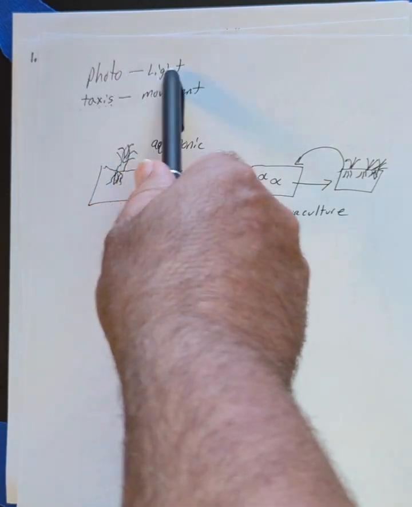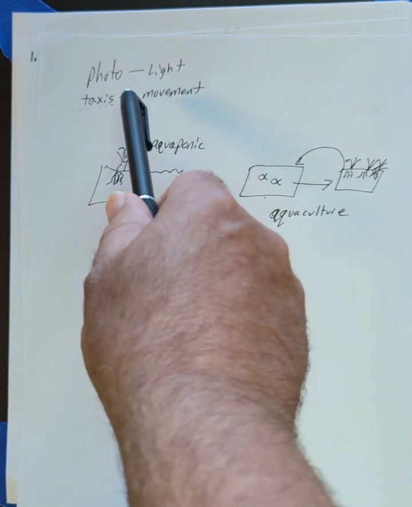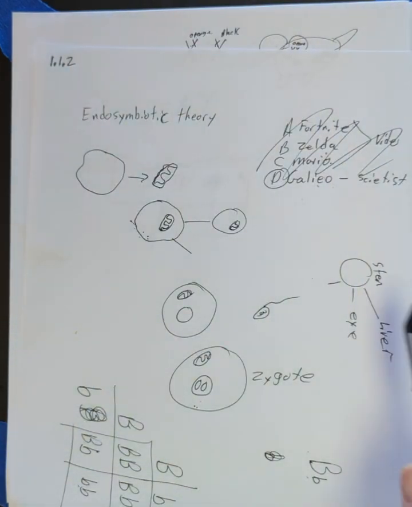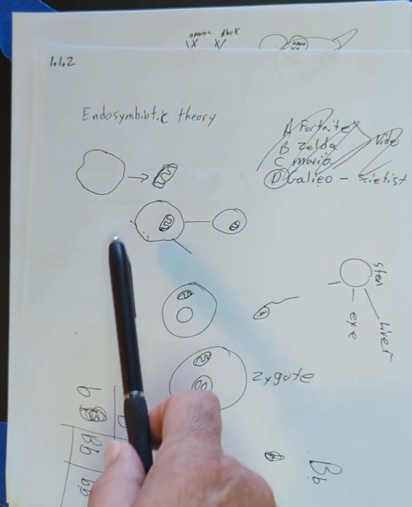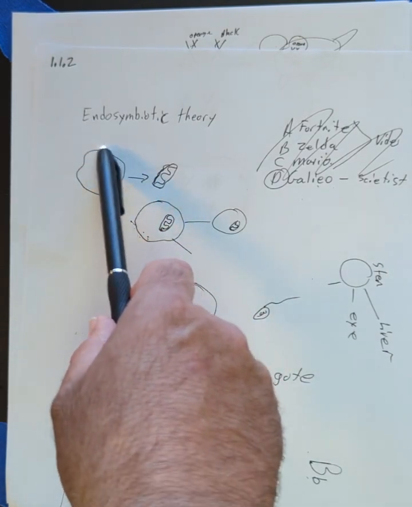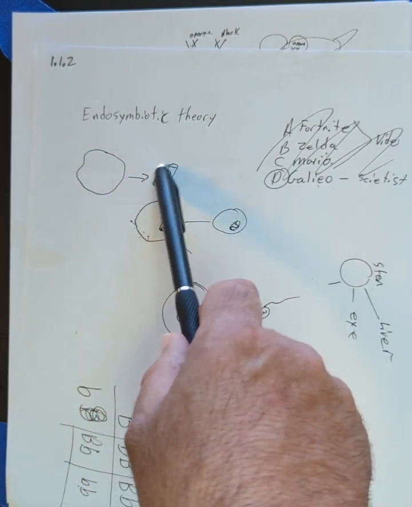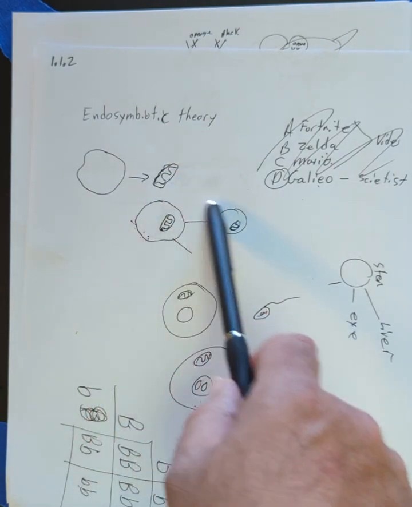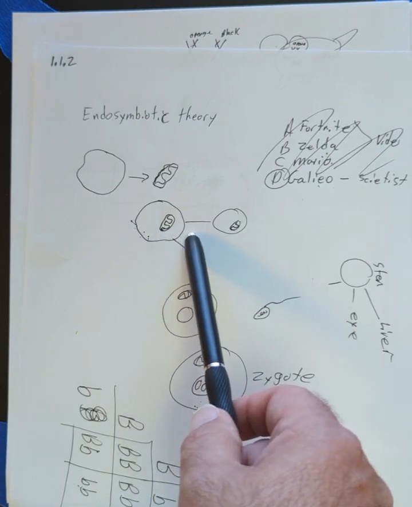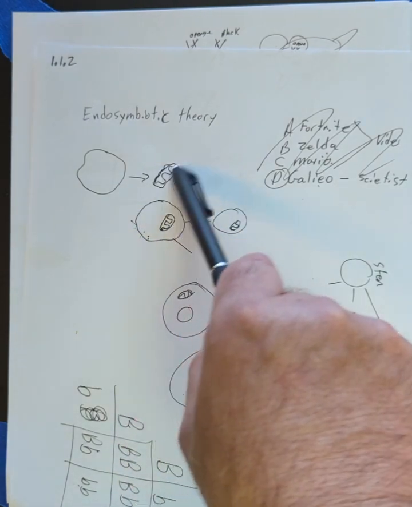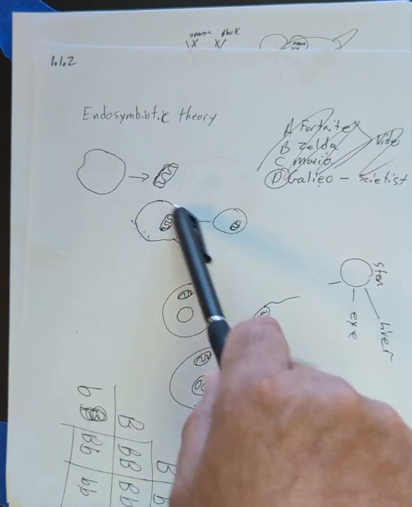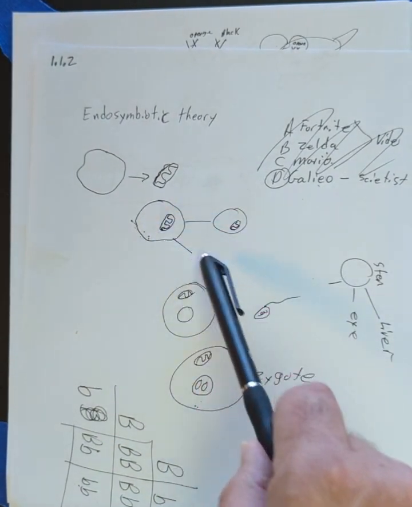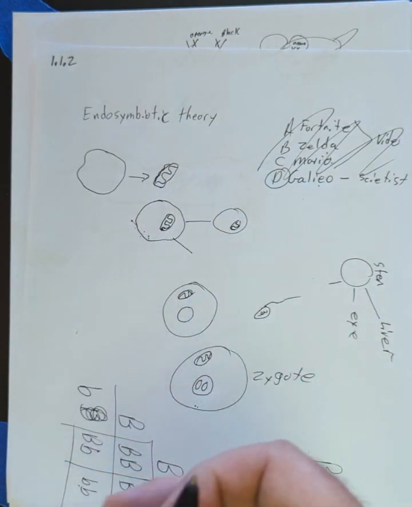We talked about how photo means light, taxis means movement. So phototaxis is movement toward or away from light. We talked about the endosymbiotic theory, how there was a cell that was eating probably other cells, and then a cell that could make its own ATP from sugar, and one cell engulfed the other, but for some reason didn't digest it. And then because this little cell was making ATP, the bigger cell was able to survive more, and so they reproduced together, and that little cell became the first mitochondria.